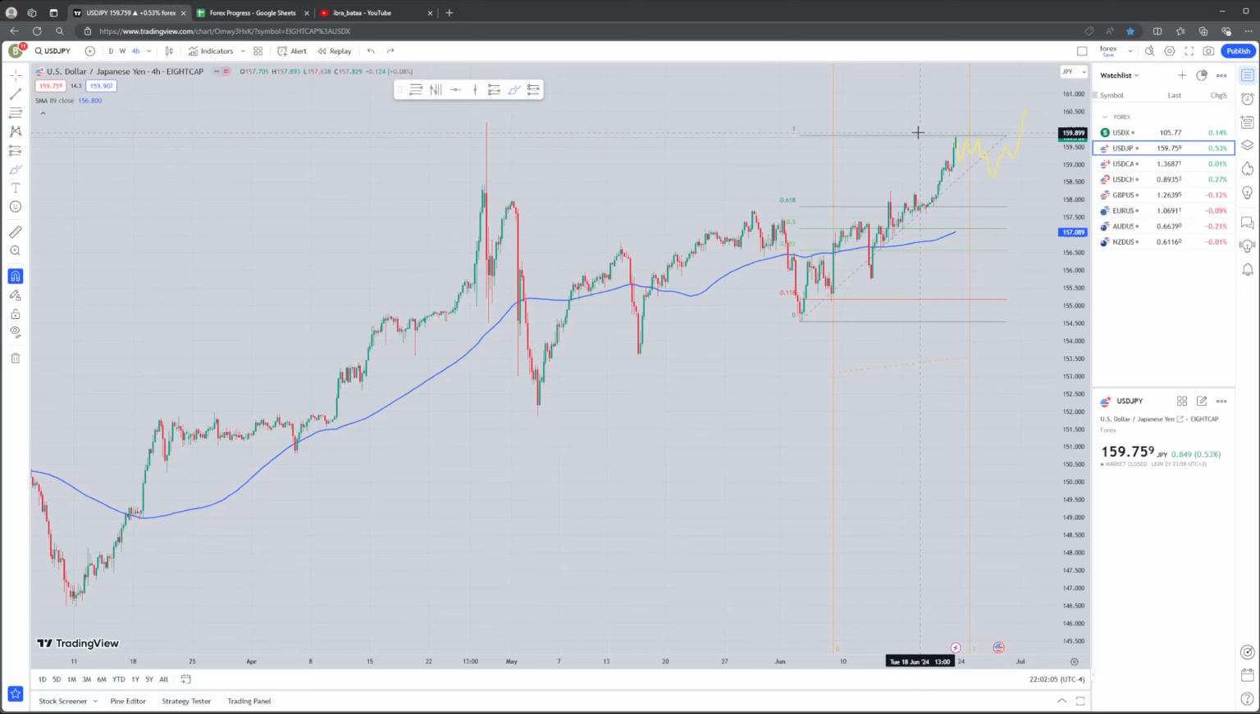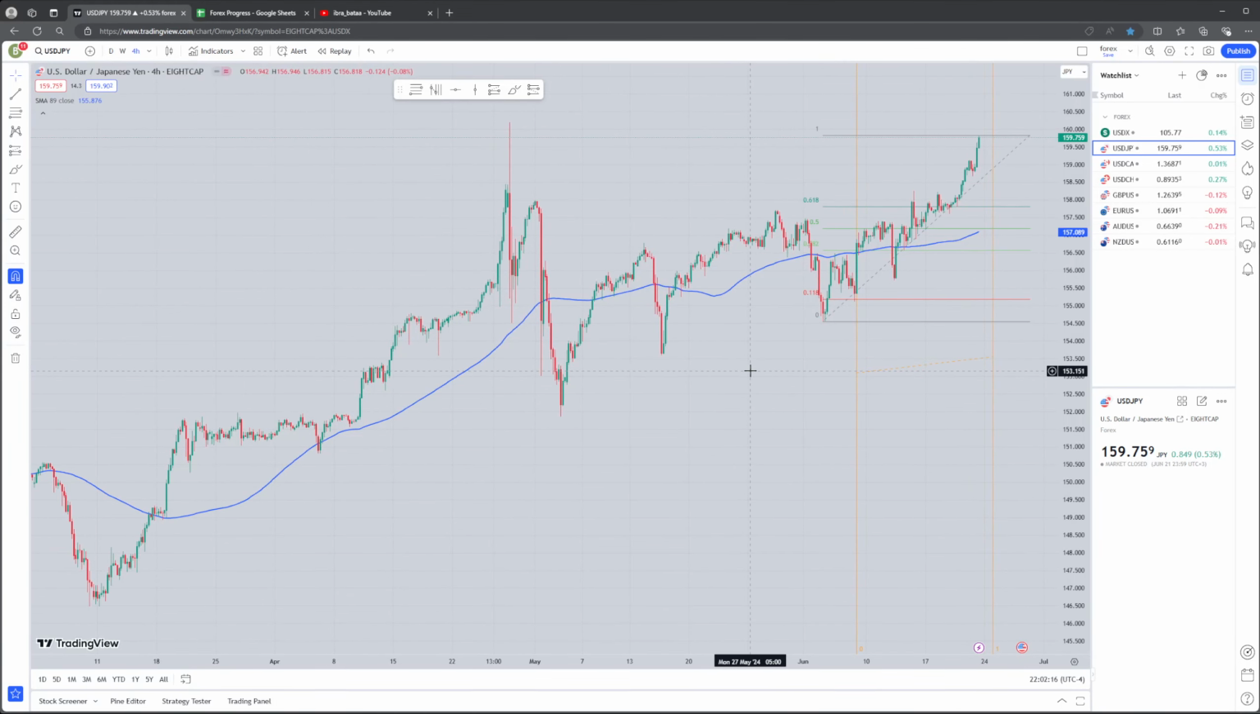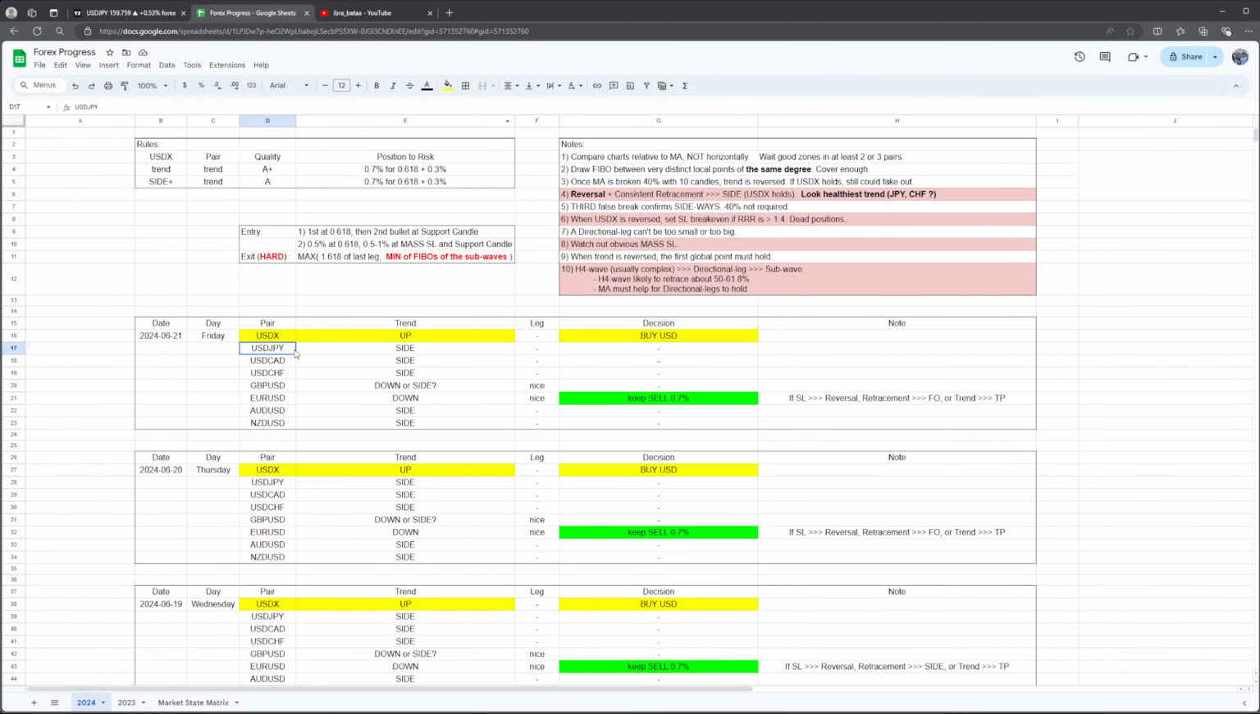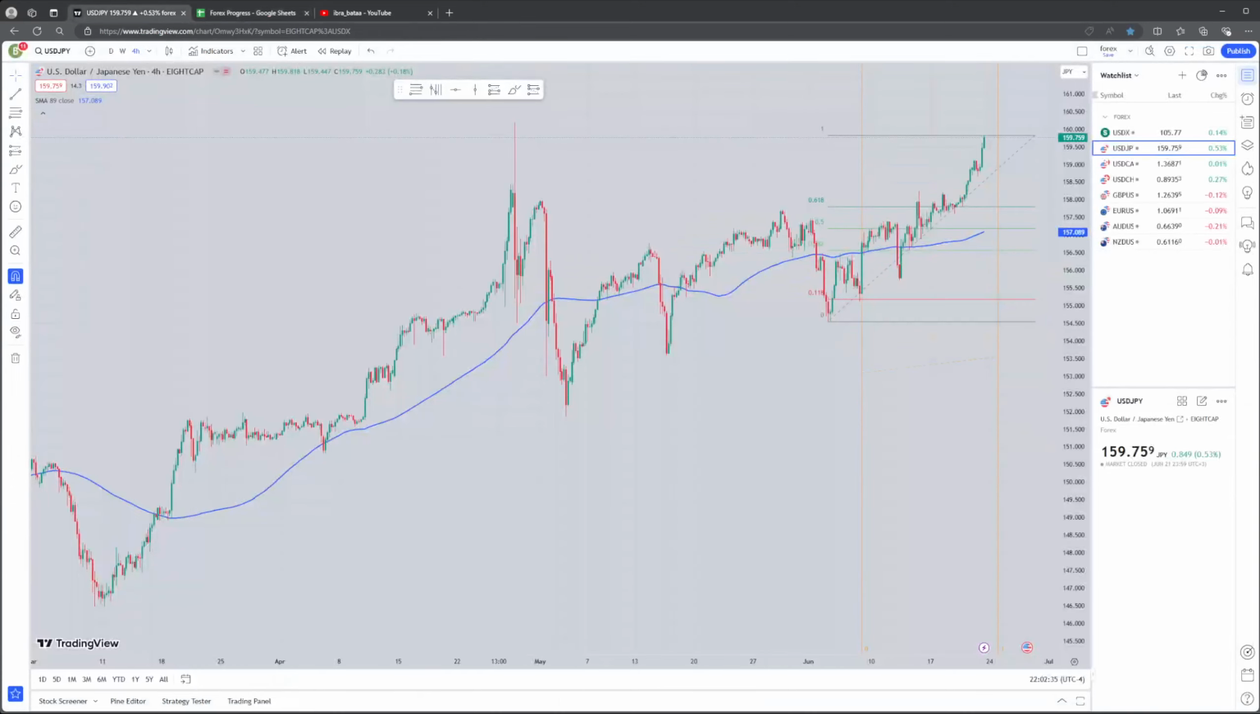So let's be safe and read it as sideways, because there's a small possibility of sideways action like this. And if the market continues to go up, we will look for opportunities to buy USD against Japan yen. So let's write it down: USD Japan yen, let's be safe and read it as Japan yen doing sideways action.